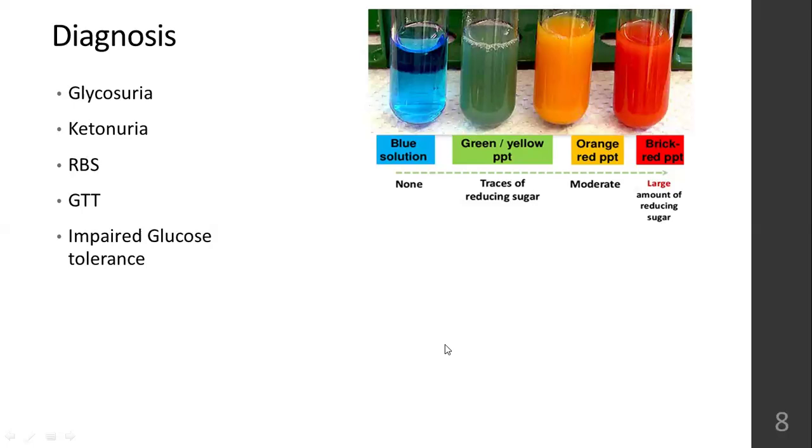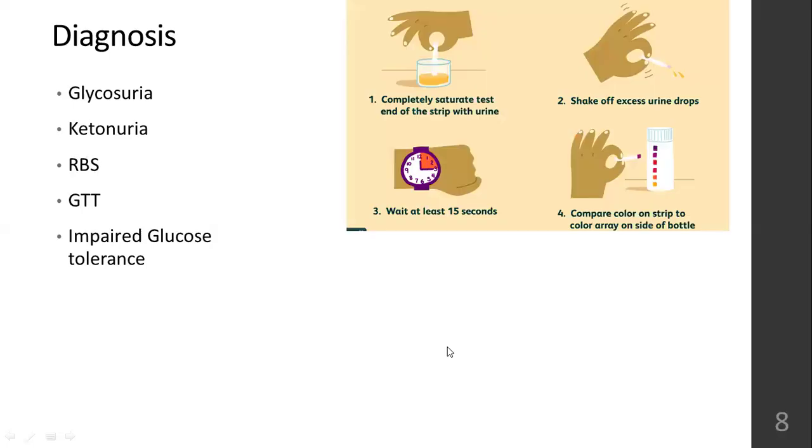Then ketonuria: you get ketonuria strips. You have to dip these strips completely in the urine sample that you have collected, and shake off the excess urine drops. Wait for 15 seconds and the color will change. You get a comparison sheet on the packet of the strip itself, and you can compare. The darker the color, the higher the ketone concentration. If it is lighter in color, you don't have ketones in the urine. If ketones are there, it means the person is diabetic.